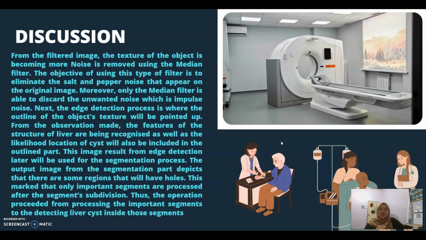Next, the edge detection process is where the outline of the object's texture is pointed out. From the observation made, the features of the structure of the liver are recognized, and the likely location of the cyst is also included in the outline part. This image resulting from edge detection is later used for the segmentation process.